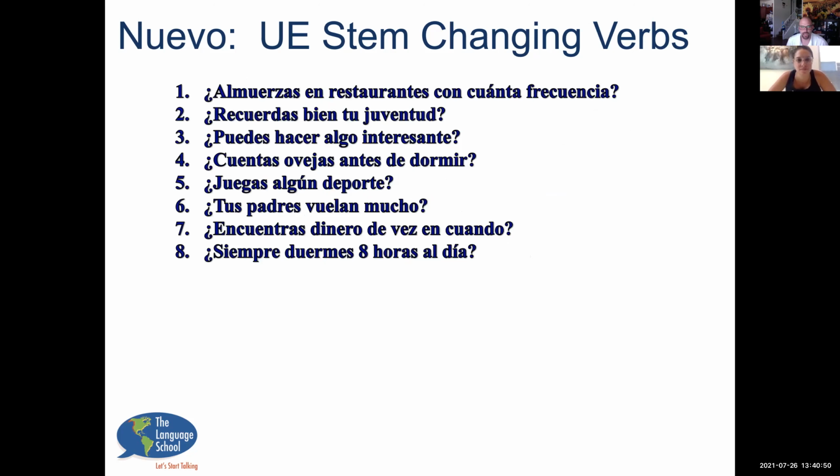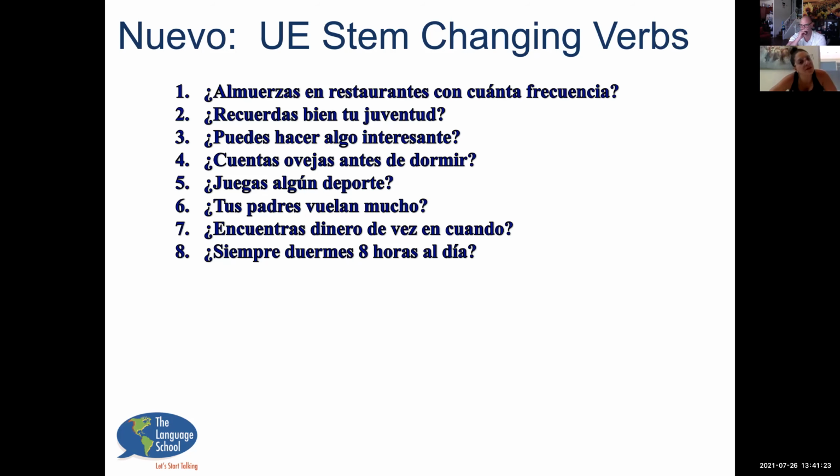Bien, entonces, vamos a conversar. ¿Almuerzas en restaurantes con cuánta frecuencia? Almuerzo en restaurantes 3 días de una semana. Sería mejor decir 3 días por semana. Por semana. Muy bien. ¿Recuerdas bien tu juventud? Juventud is what, like your teenagers? Youth. Your youth.